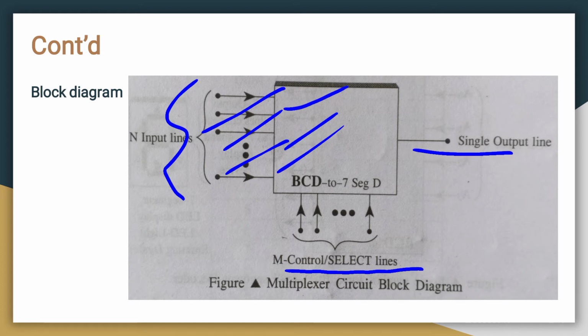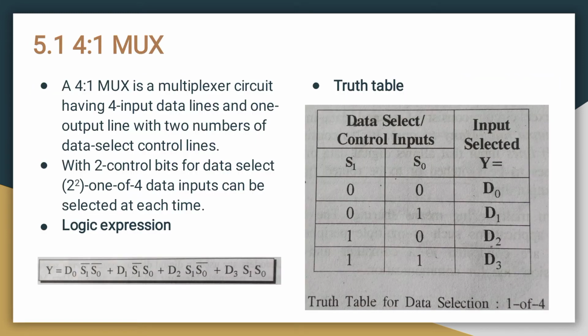So let's see how we are going to use this in the example of the multiplexer. That is the 4:1 mux. A 4:1 mux is a multiplexer circuit having 4 inputs and 1 output line. So that is 4 into 1 mux: 4 input data lines and 1 output line with 2 data select control lines.